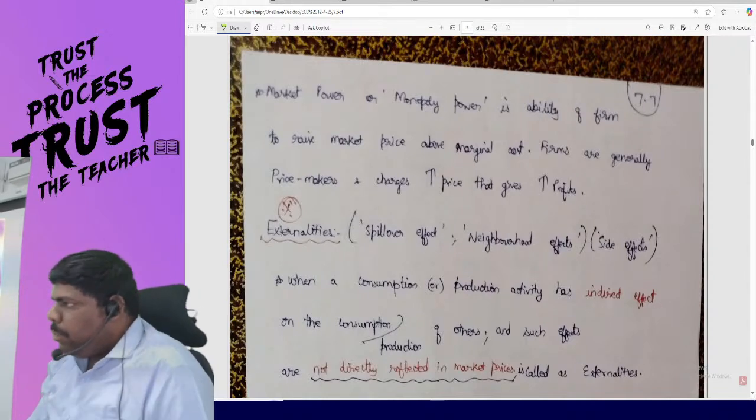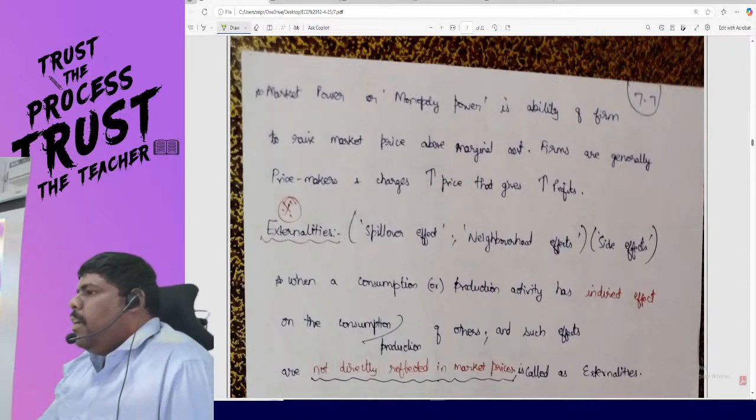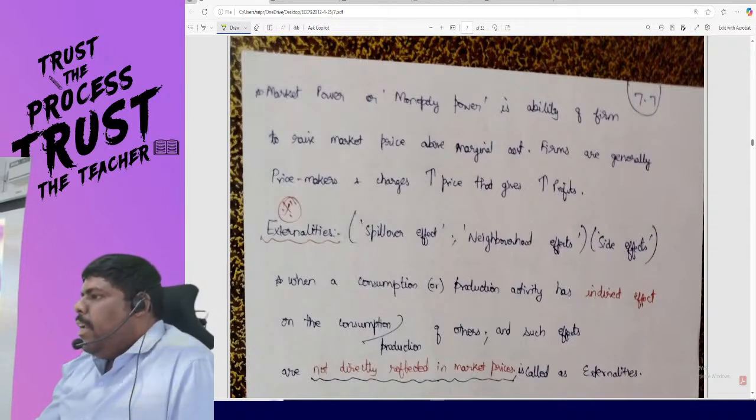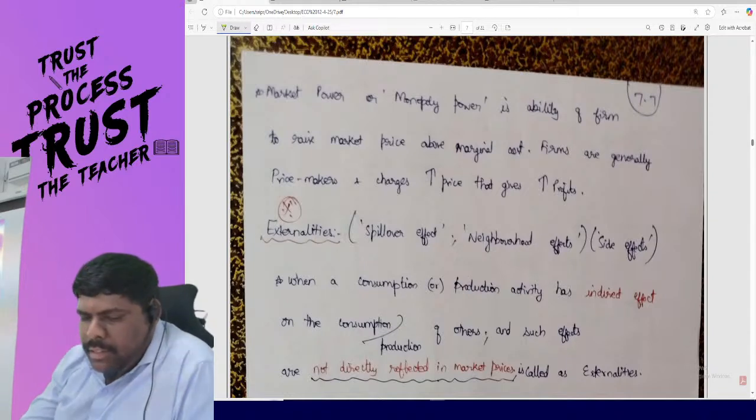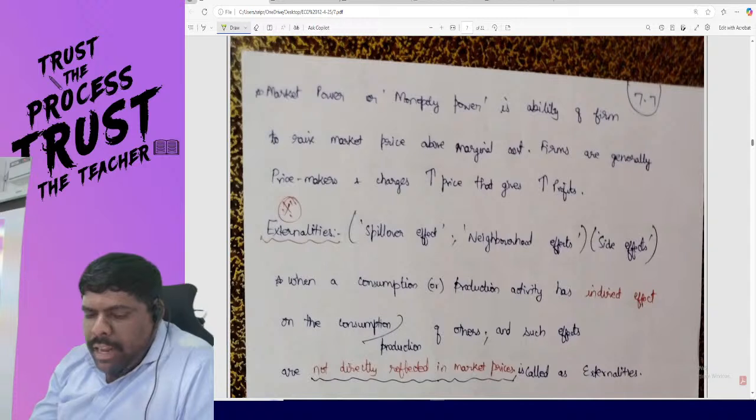Last class we saw monopoly. When one company has the upper hand, they decide the price and the other company follows that. If that happens, then that company alone will earn the profit. The other company will suffer losses. So that is what will happen.